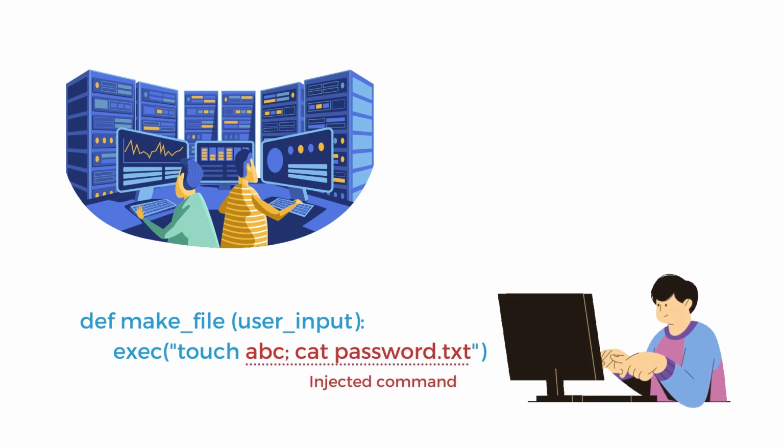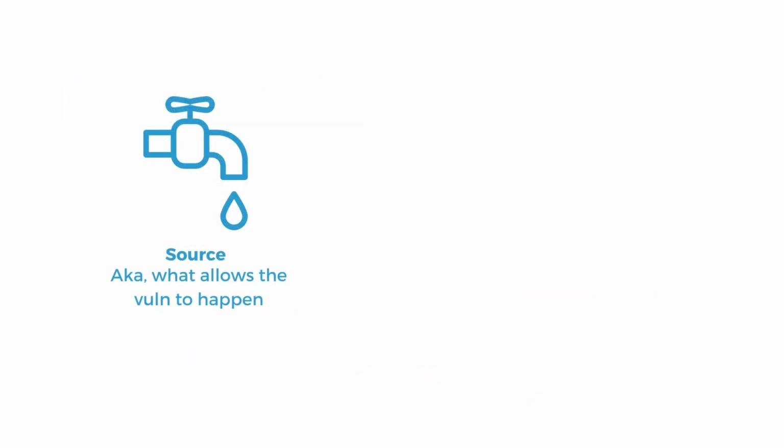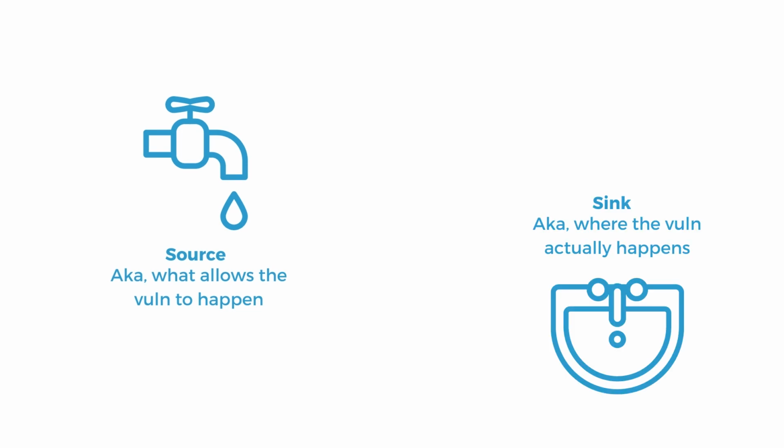And so before we go on, there are a few concepts that you should probably understand in order to conduct a source code review effectively. The concepts are sources, sinks, and data flow. In code analysis, a source is the code that allows a vulnerability to happen, whereas a sink is where a vulnerability actually happens. So take command injection vulnerabilities, for example.